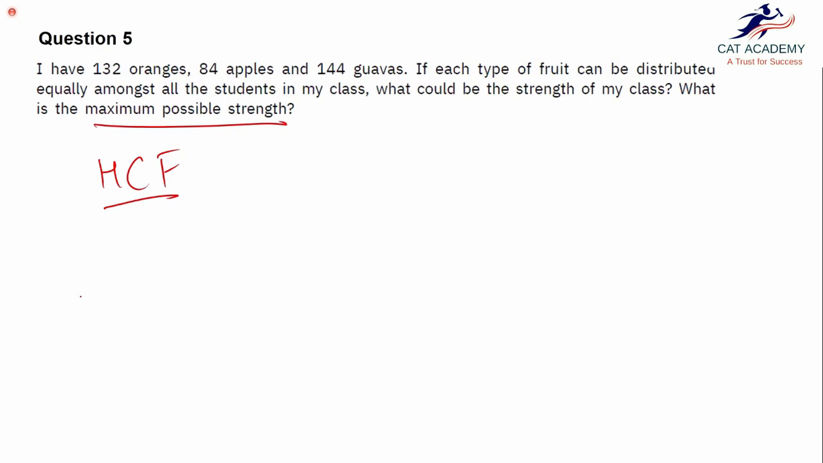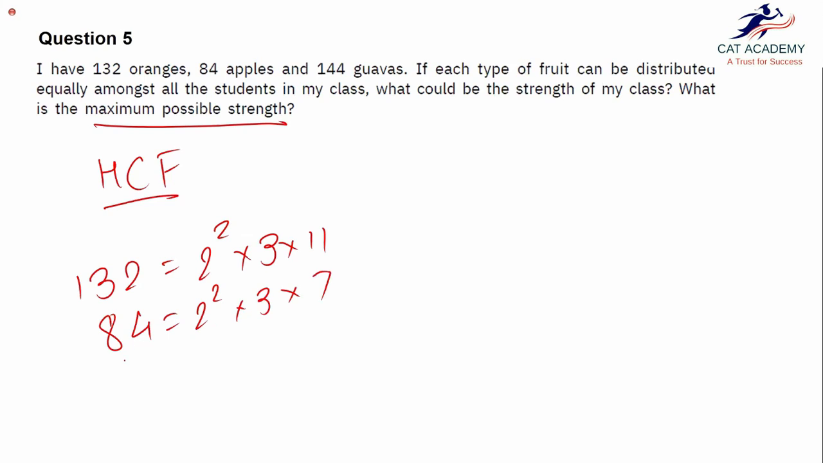So how can I calculate HCF? Factorize. 132 can be written as 2 square into 3 into 11. 84 can be written as 2 square into 3 into 7. And 144 is 12 square, that is 2 raised to 4 into 3 raised to 2. So look for the common part, your HCF will become 2 raised to 2 into 3. Okay?